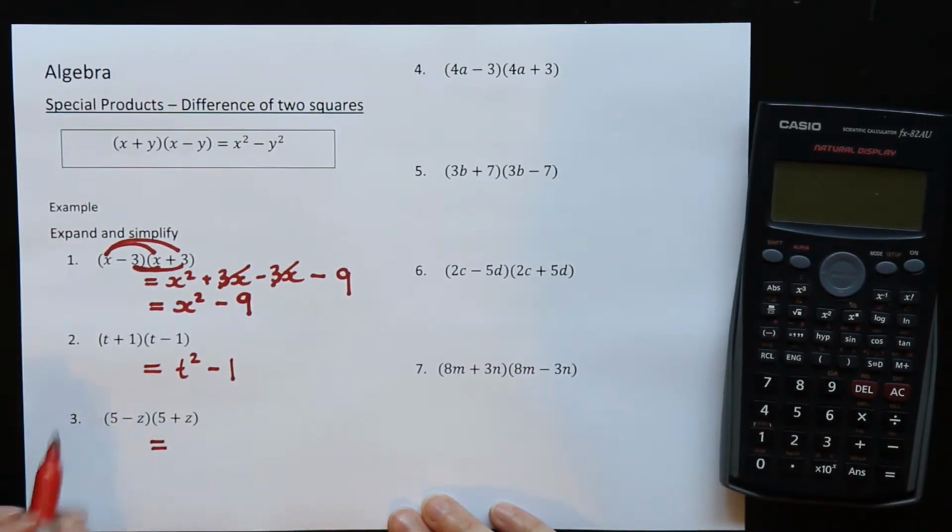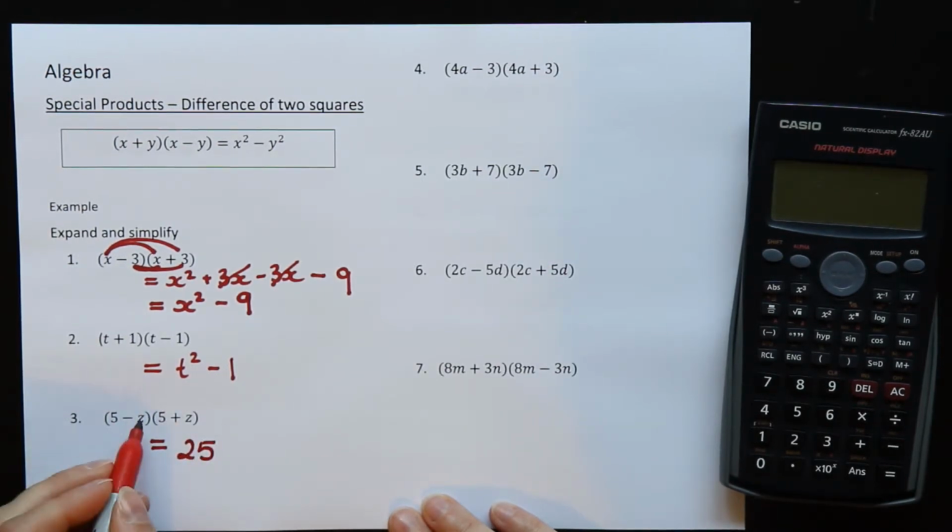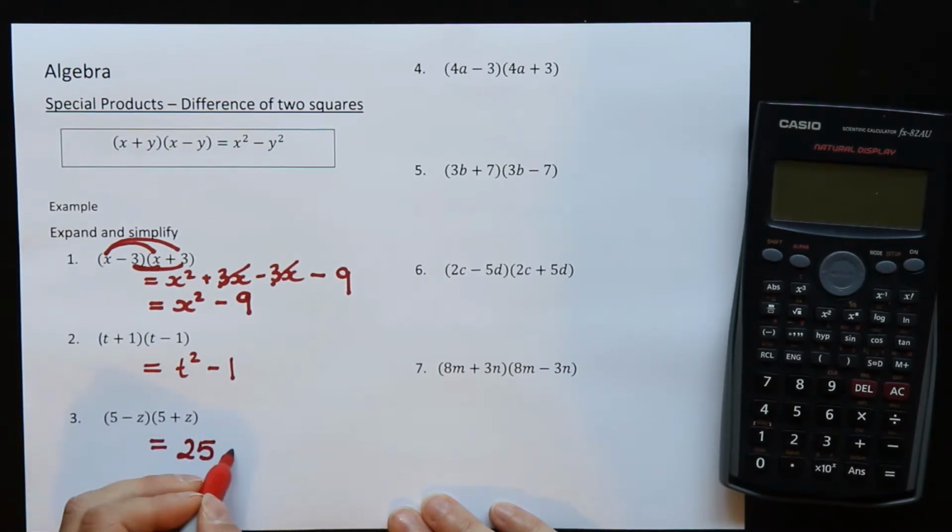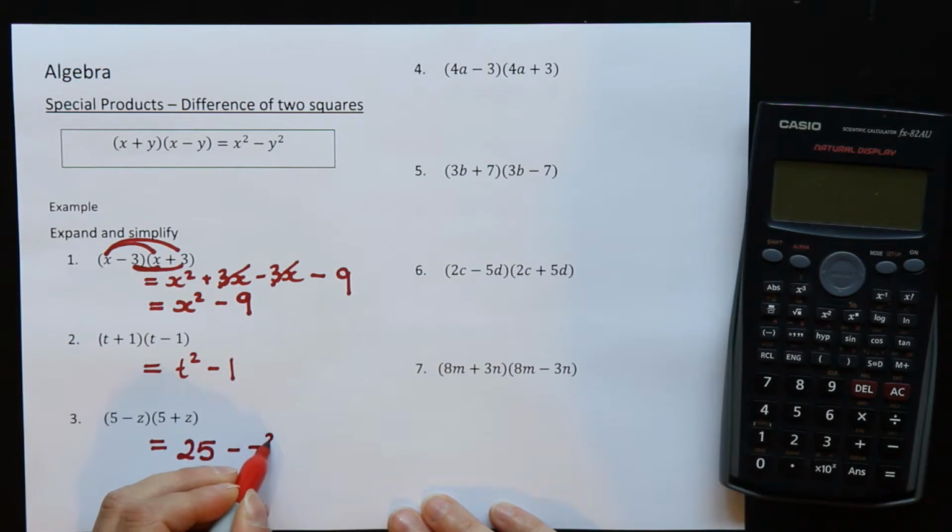Question 3, let's do it again. We just do the first ones times together, 5 times 5 is 25. And the last ones times together, minus z times z is minus z squared.